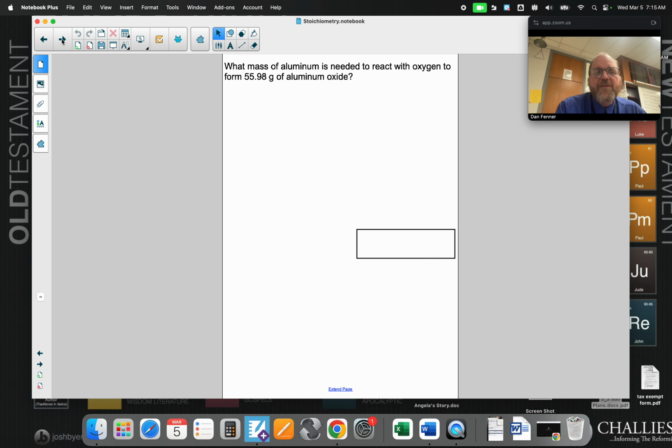Let's do this one. What mass of aluminum is needed to react with oxygen to form 55.98 grams of aluminum oxide? This time we're going from product to reactant, so we can go either way. All right, let's get started. Reaction: what's reacting with what? Looking for the words "react with" always helps. Aluminum is reacting with oxygen. Remember, oxygen is diatomic. Again, 5 types, we're keeping it simple. Still synthesis, so we're going to generate aluminum oxide.